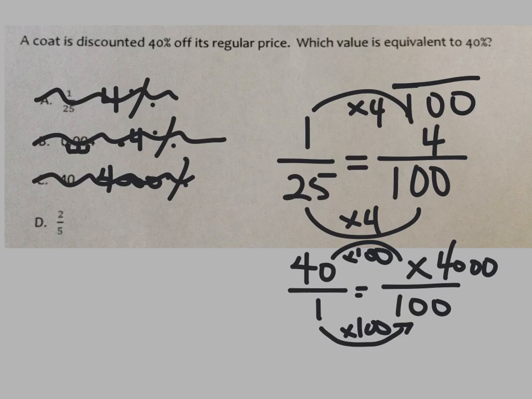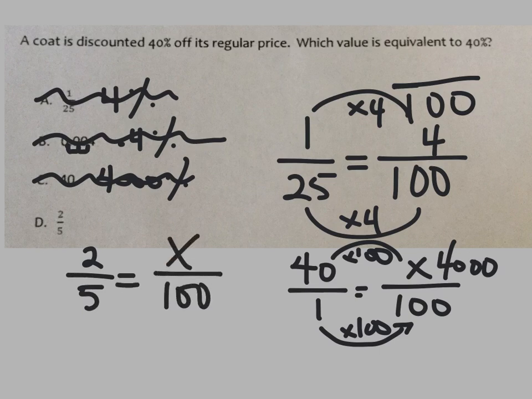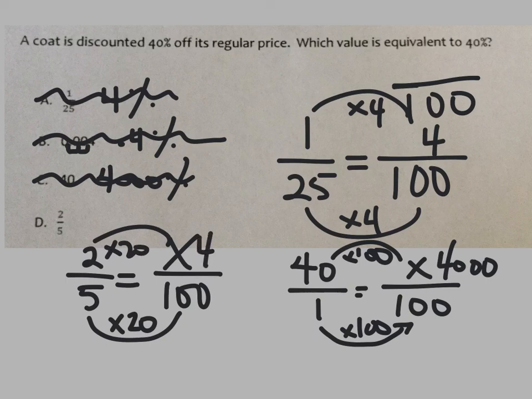So it must be D, but let's see if we can prove it. Again, 2/5 equals what value out of 100? 5 to 100 is times 20. 2 times 20 would be 40. So 2/5 would be 40%, which is exactly what they're asking for. It's answer choice D.